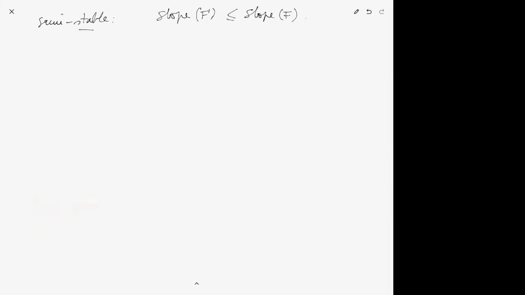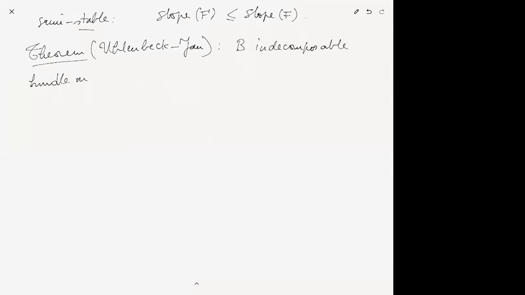Okay, so you have these stability conditions, and then there's a famous theorem of Uhlenbeck and Yau, which tells you, in fact, that if B is an indecomposable bundle on a compact Kähler manifold, then B is stable if and only if B has what we call a Hermitian Yang-Mills metric.